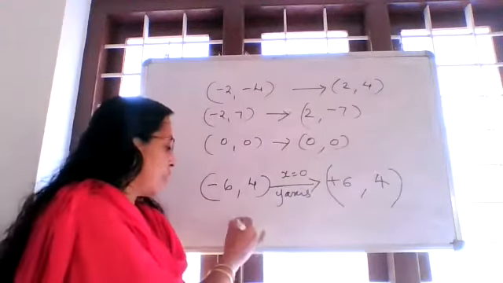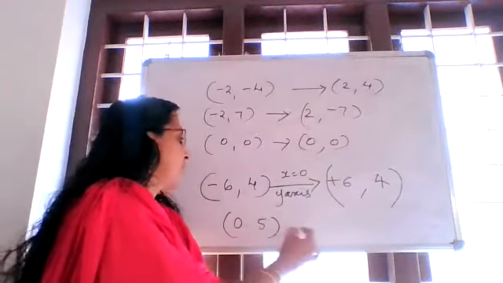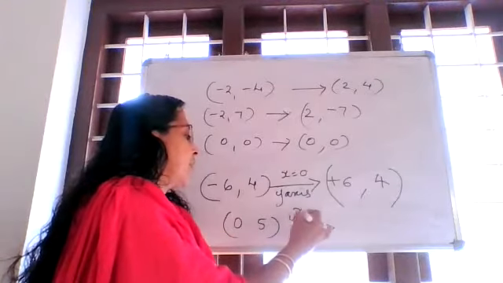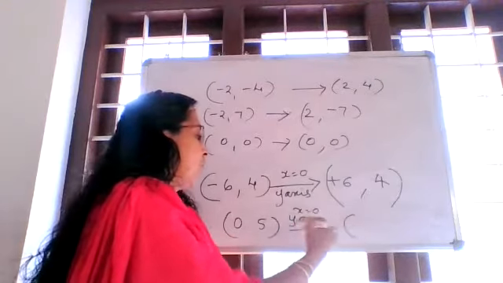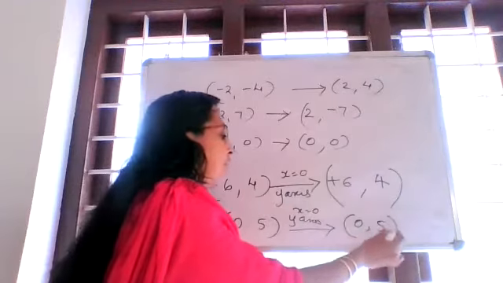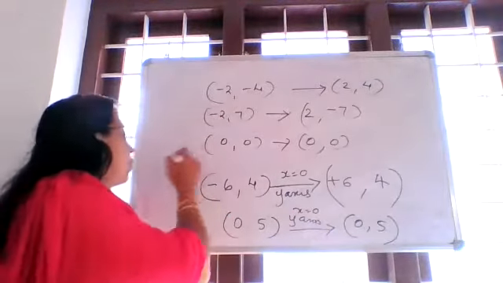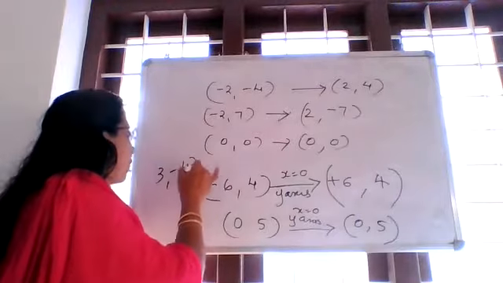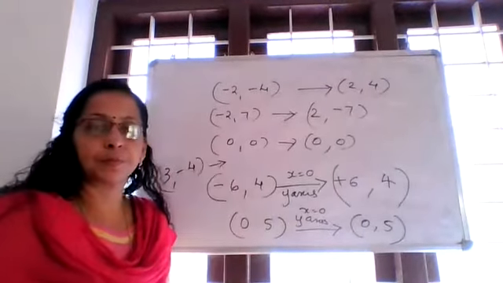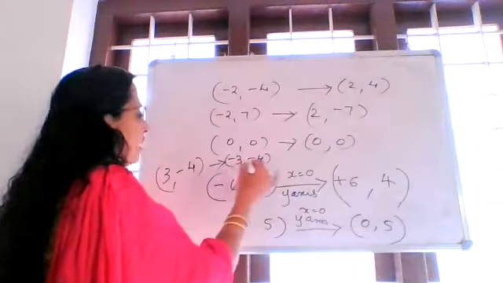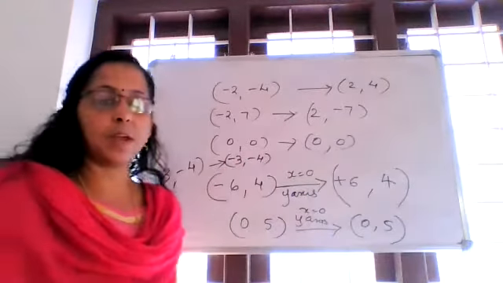Then what about 0, 5? Reflection in x is equal to 0 means the y-axis. So 0, 5 stays 0, 5 itself, as y is not changing. Then 3, negative 4 will be negative 3, negative 4. Negative 3, negative 4 is the answer.